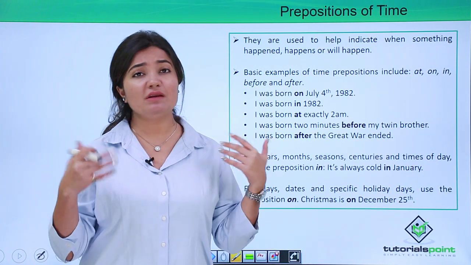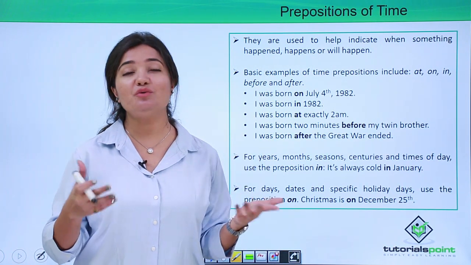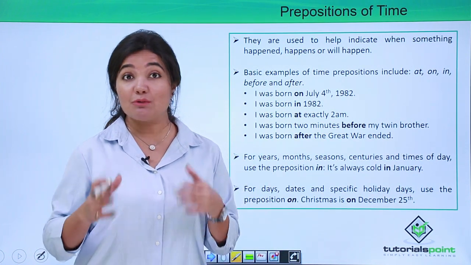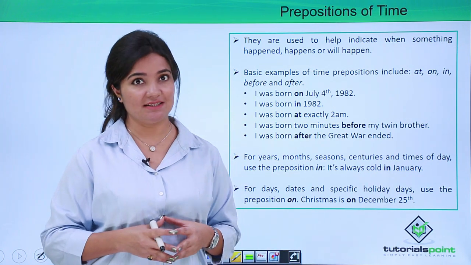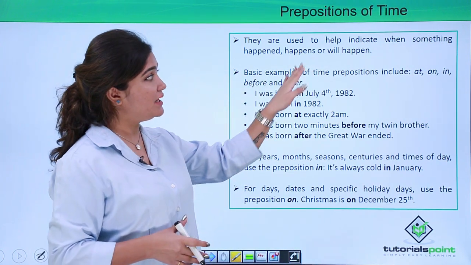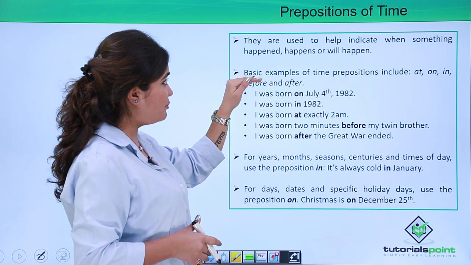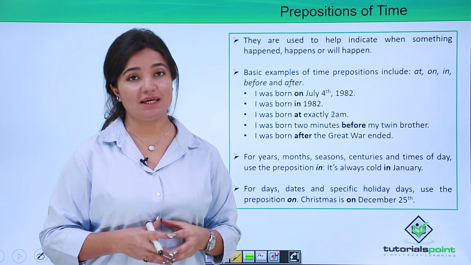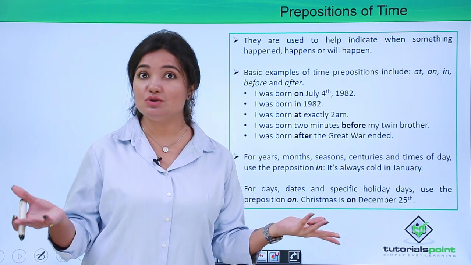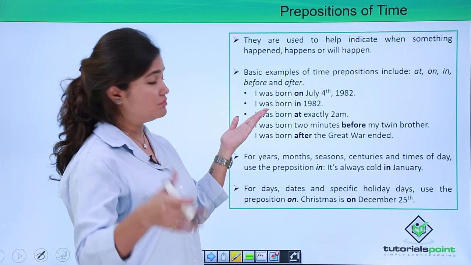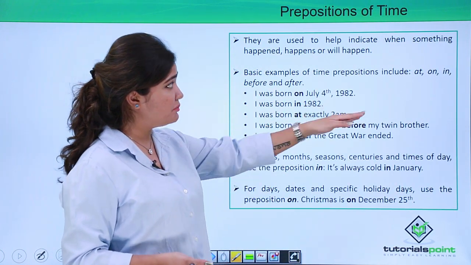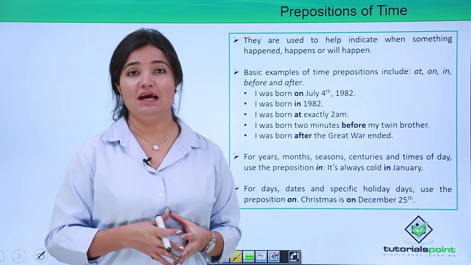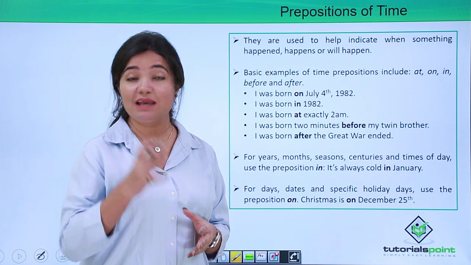From the name itself, you'll be able to gauge, right? What would prepositions of time tell you? Obviously, they would refer to time, isn't it? They would talk about the time aspect of your sentence. So they are used to help indicate when something happens or will happen, right? So they are basically used to indicate time. Let's go ahead and see some examples. So at, on, in, before, after. These are very basic prepositions of time which indicate time in a sentence.